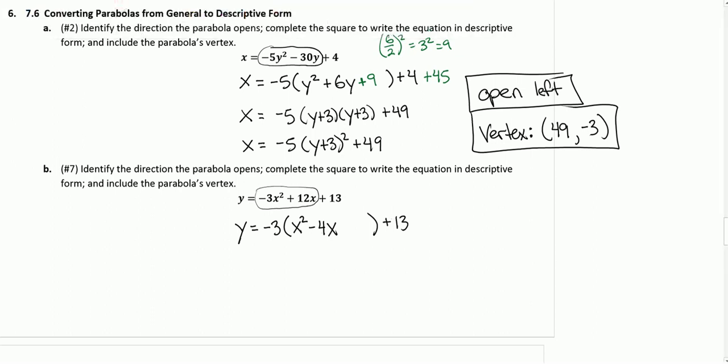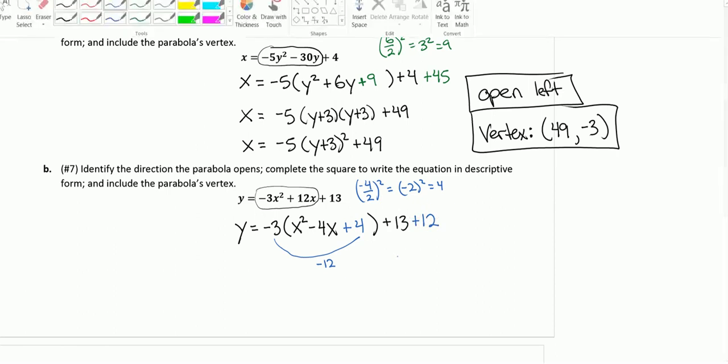Complete the square. Half of negative 4, squared, is going to give us negative 2 squared, which is 4. So 4 is what we want to add inside the parentheses. Because there's a negative 3 in front, that really has the value negative 3 times 4, which is negative 12. So by putting the 4 there, we're subtracting 12. We need to do the opposite on the outside, add 12 to balance the equation.